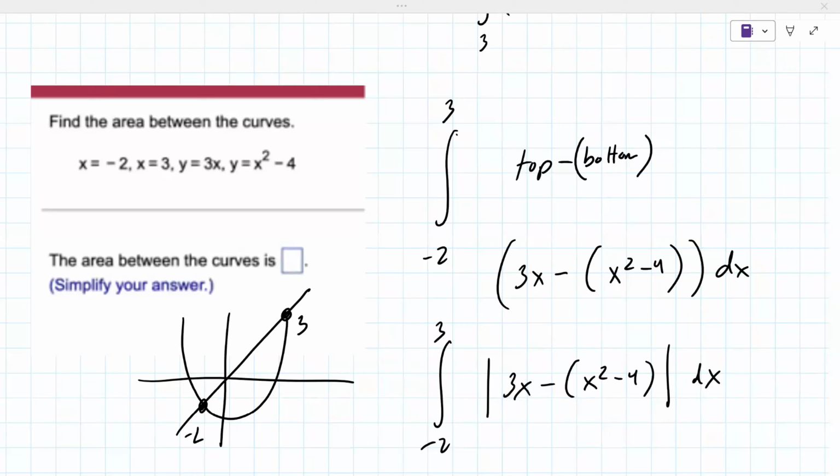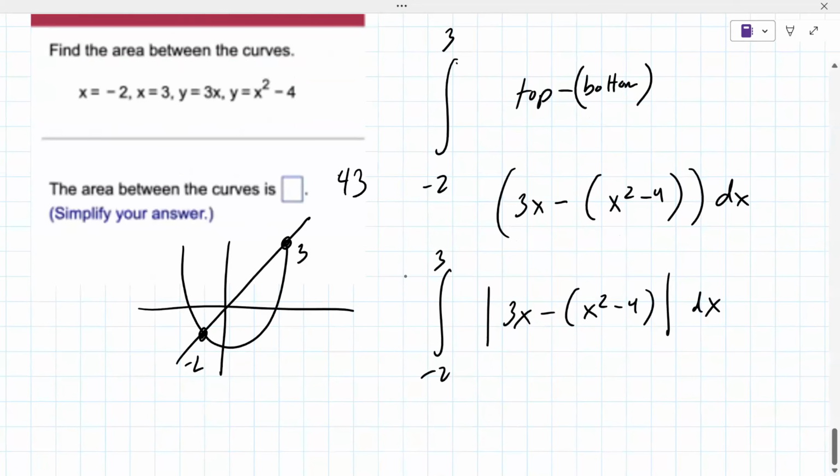Oh, shoot. I keep forgetting to do the absolute value. I got 21.49, 21.5. Do Math, enter on that.